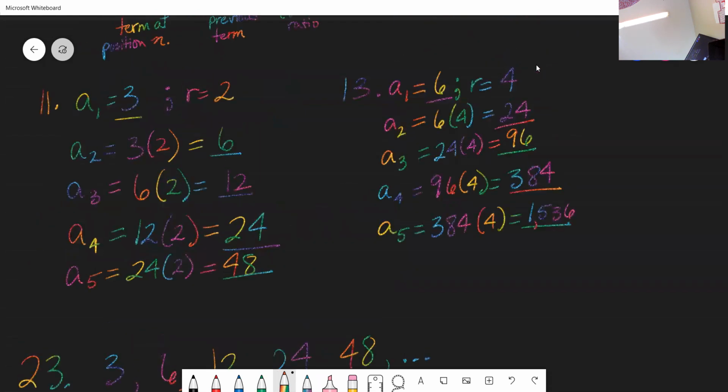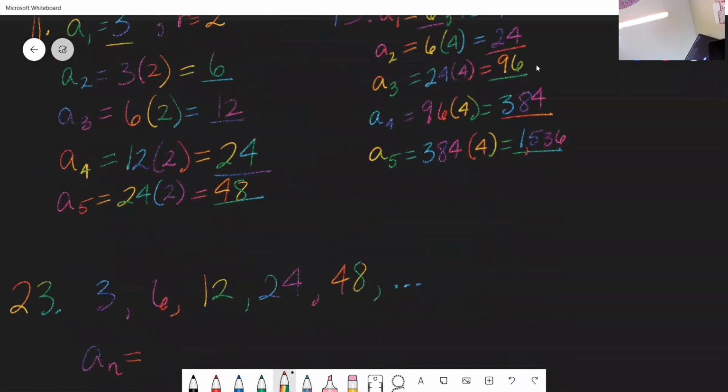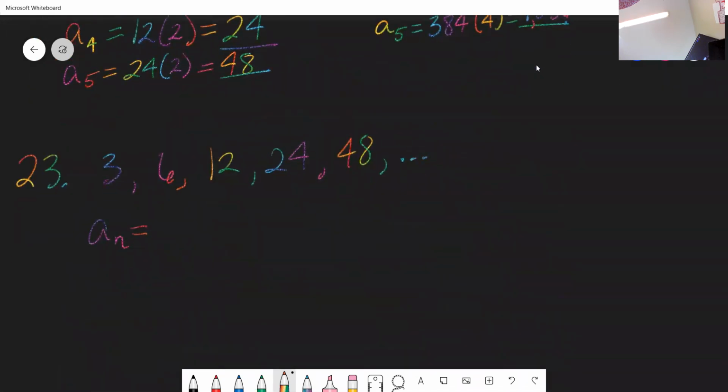So it's this guy here. A_n equals A_(n-1) times r. So let's define our, really all we need to do is define our ratio, right? What's our ratio?